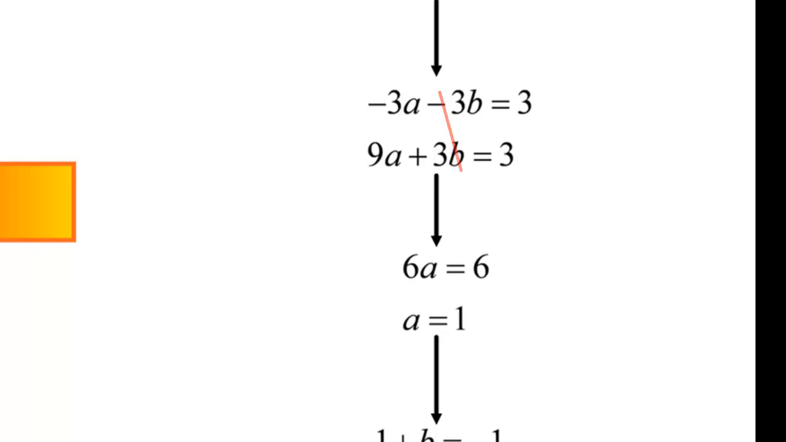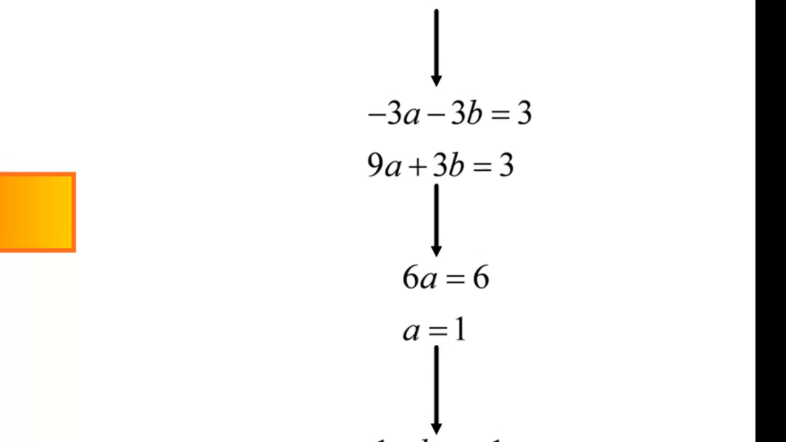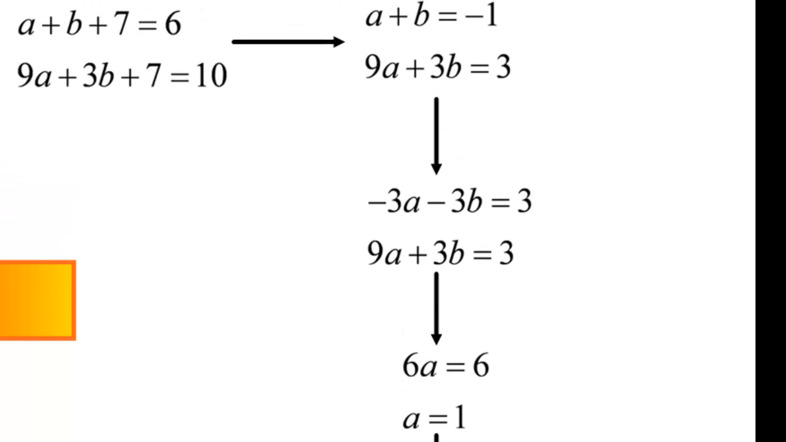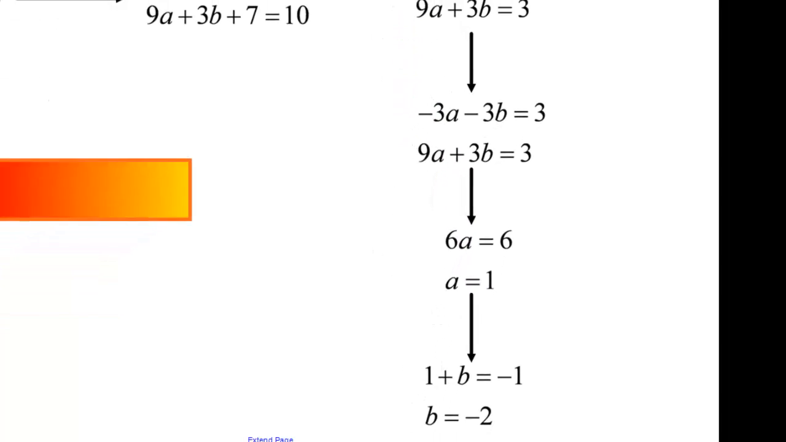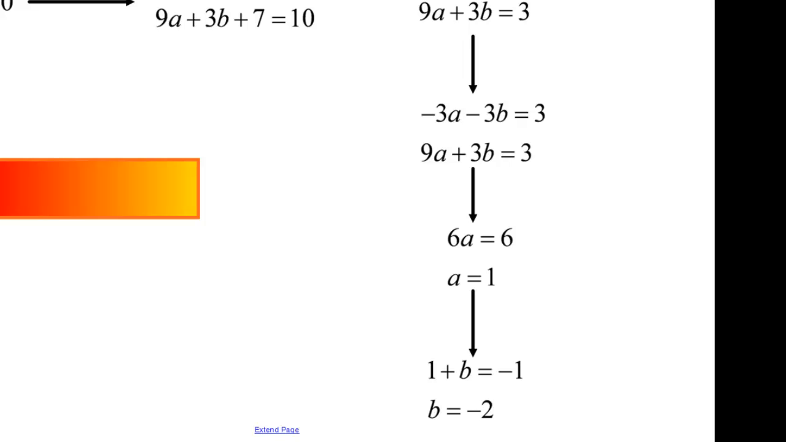So I'm left with 6a equals 6. And when I divide both sides by 6, a is 1. Then I go back and I know that a plus b is equal to negative 1. And so I substitute in 1 for a. And I get that b is negative 2.